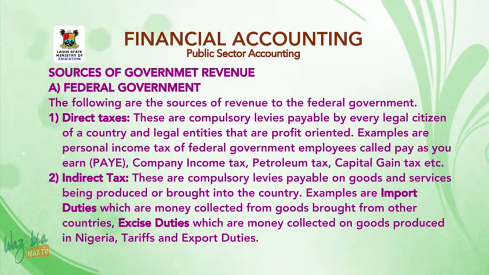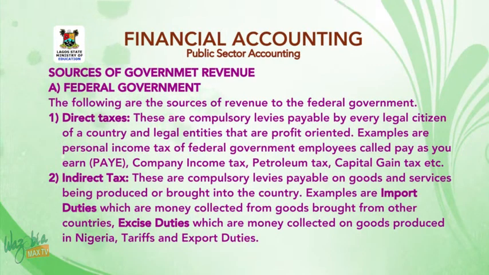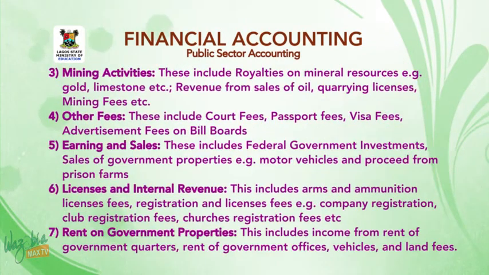2. Indirect tax. These are compulsory levies payable on goods and services being produced or brought into the country. Examples are import duties, which are money collected from goods brought from other countries. Excise duties, which are money collected on goods produced in Nigeria. Tariffs and export duties.